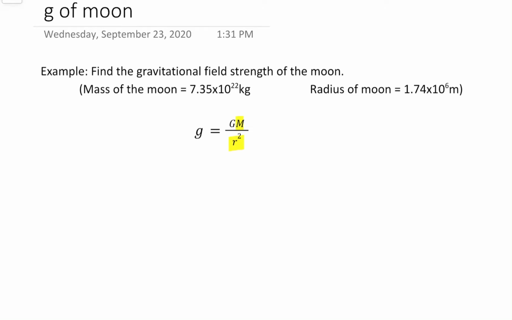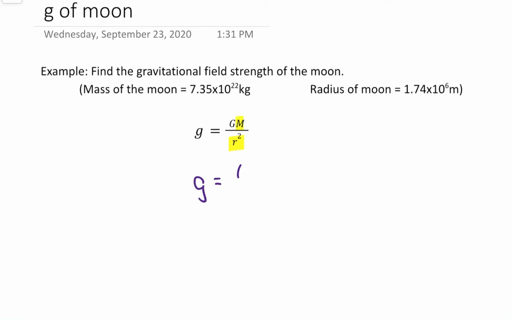If we were doing a bunch of experiments 1,000,000 meters above the moon, maybe it would make sense to calculate the gravitational field strength 1,000,000 meters above the moon. But unless I tell you different, it's just a matter of plugging in the mass and the radius of the object and then seeing what this lowercase g spits out.